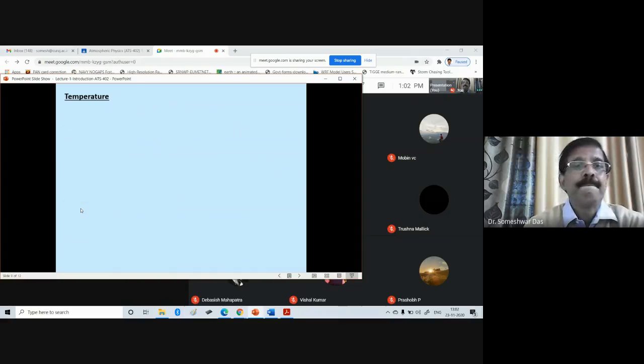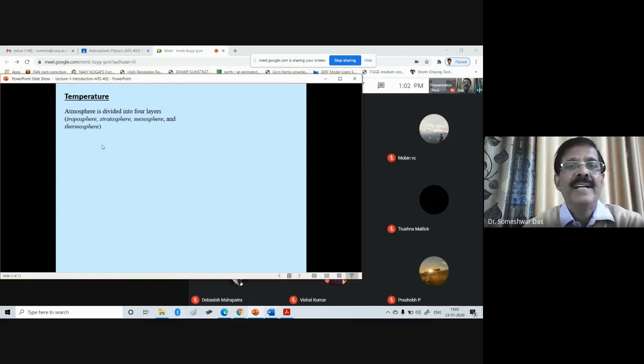Then let's say temperature, how the temperature varies. Now, the temperature also varies according to the height, right? And as you know, many of you might have studied already the vertical stratification or different layers of the atmosphere, right? The atmosphere is divided into basically 4 layers. One is the troposphere, the lowest one, then the stratosphere, then mesosphere, and the thermosphere, right?